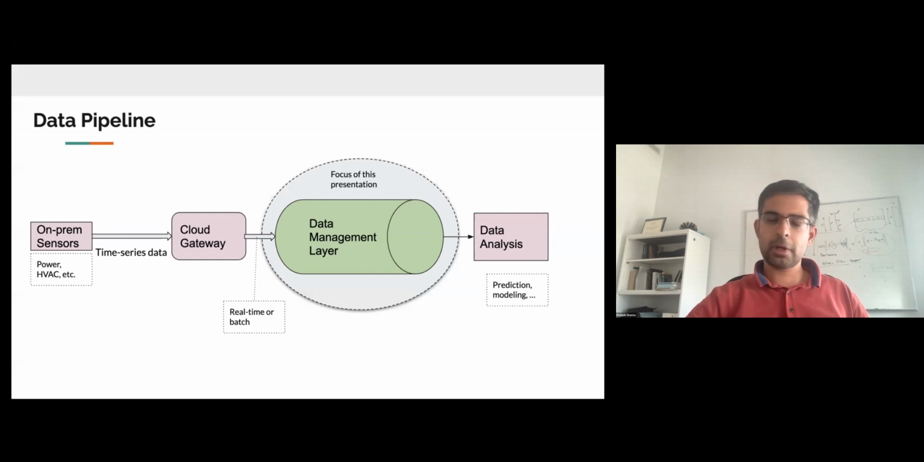this sensor data. But in the middle, we have the green portion, which I'm calling a data management layer, which essentially ingests data from this cloud gateway, from all the sensors, either in a real-time manner or in a batch manner, and then stores it and provides essential storage services for the rest of the pipeline for data analysis and machine learning and what have you. So I view this as an essential infrastructure and bridge which connects the physical sensor data with all the intelligence that we can do on this data.